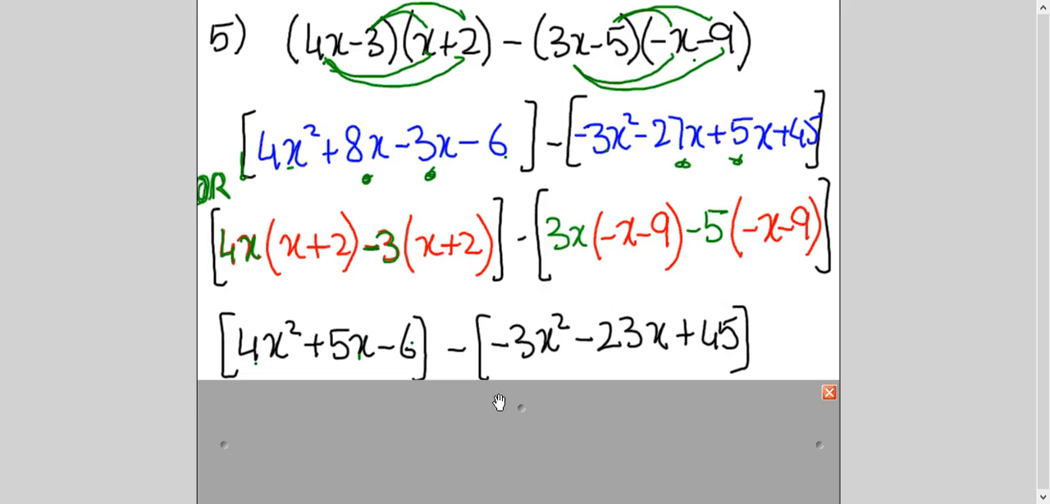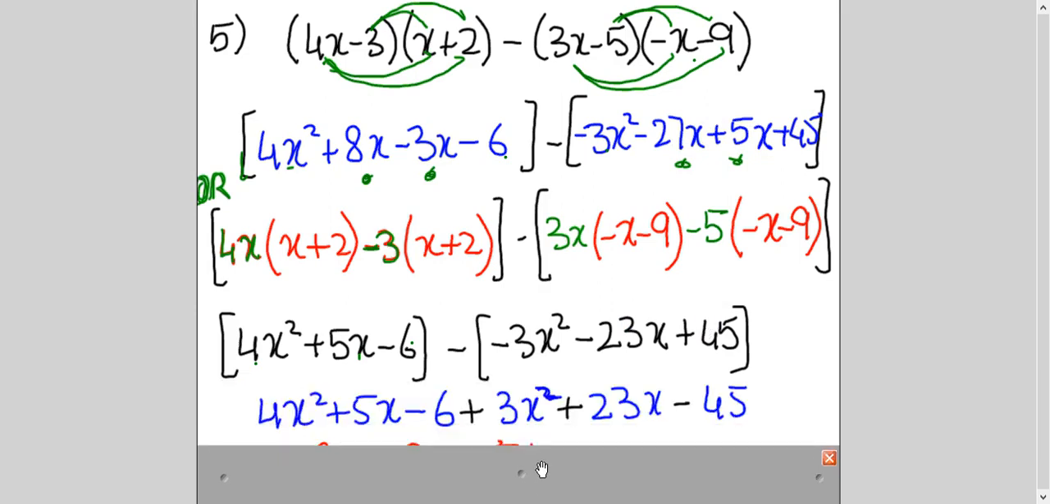Now, I will remove the bigger bracket. So these three terms I have written as it is. Minus multiplied by minus is plus. Minus multiplied by minus is plus. Minus multiplied by plus is minus. So I have written all the terms.